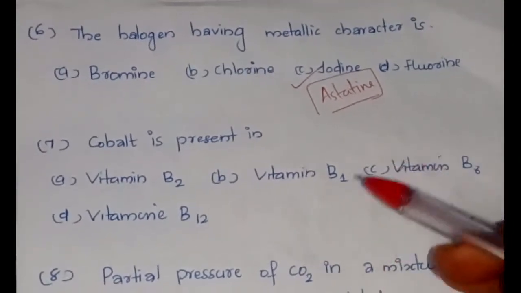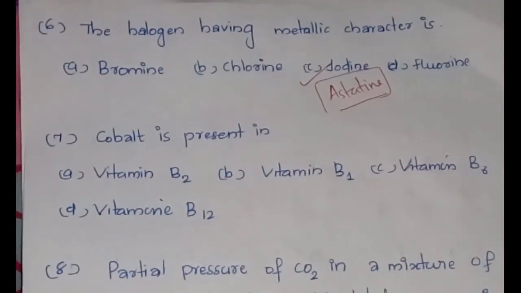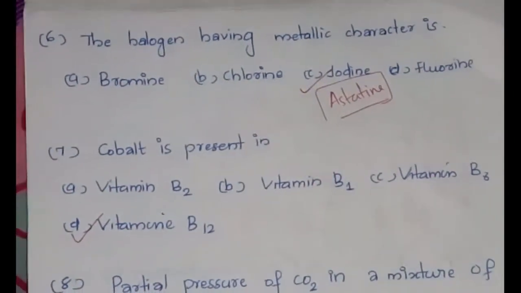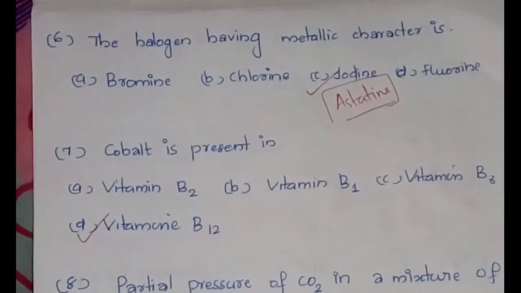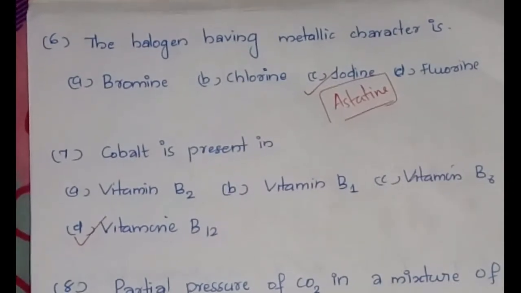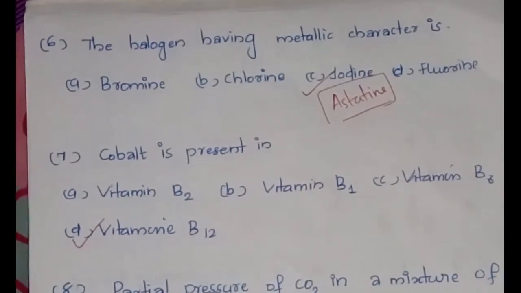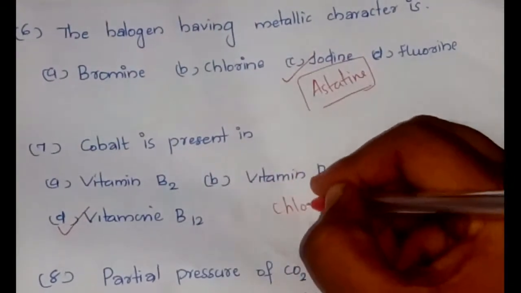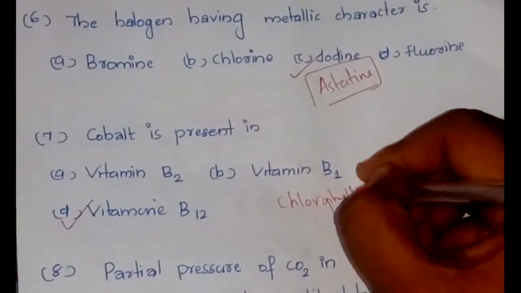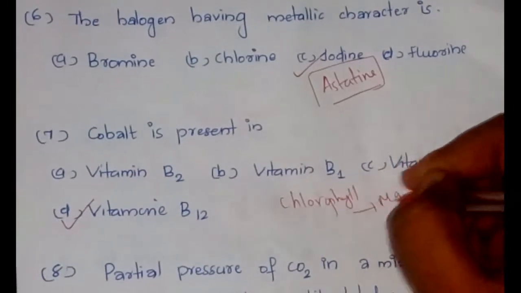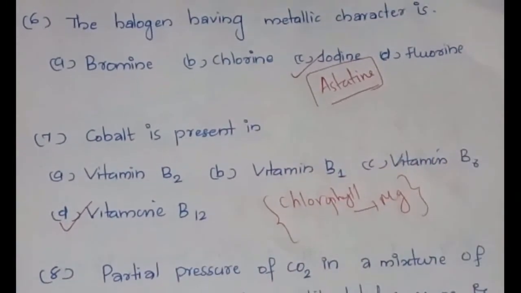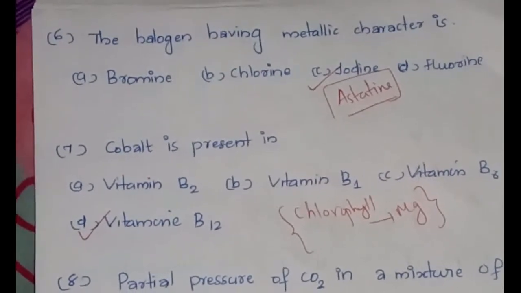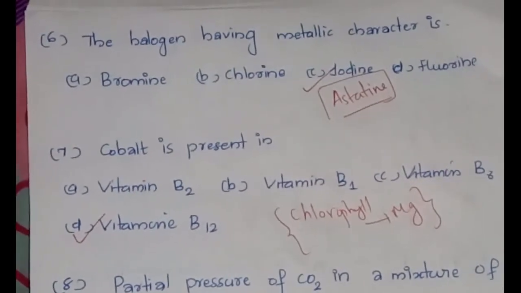This can be considered a question from the biomolecules part, and the answer is vitamin B12. This question was also asked in the Pondicherry exam and also in the Central University Common Entrance Test. So this is very important. Vitamin B12 contains cobalt, and chlorophyll has magnesium. This is very important. This part is important even for NEET students. If you are watching this, please note down that these two things are important for you as well.